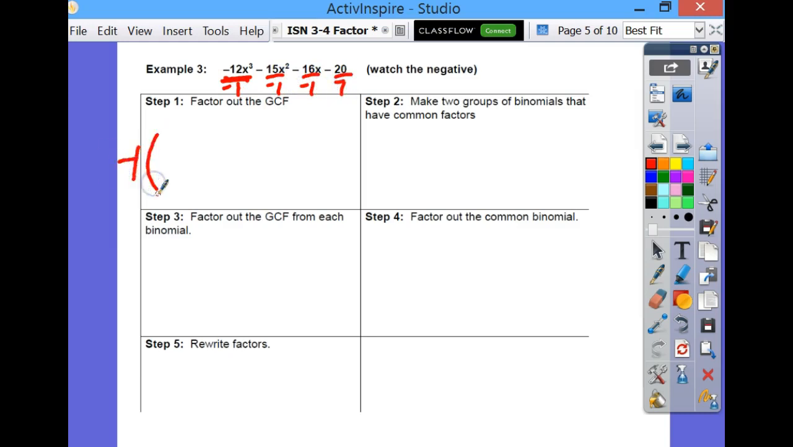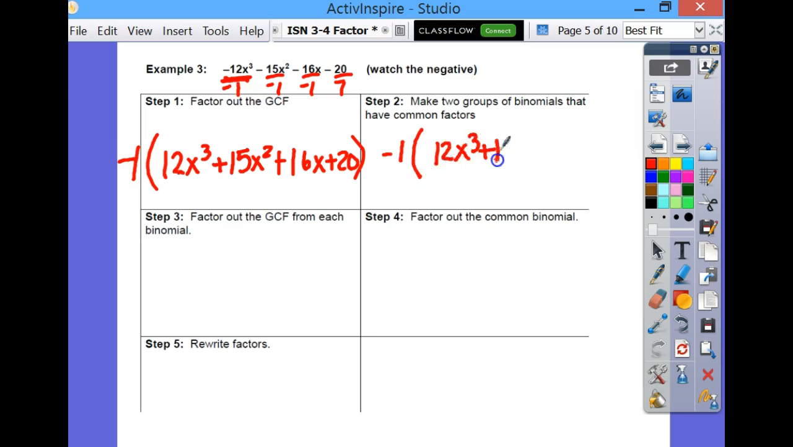So when I factor out a negative 1, I factored out a negative 1 because it's a lot easier to factor if this leading term is positive. So I have this negative 1 out in front, and then I have 2x to the third plus 15x squared plus 16x plus 20. Do you know why these are plus signs and not minus signs? Somebody in my previous class was confused about that. When you factor out a negative, it's going to change all of the signs.